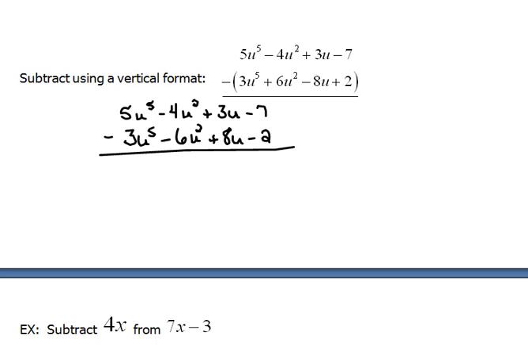And once we rewrite it that way, now we can just combine like terms. 5u to the 5th minus 3u to the 5th is 2u to the 5th. Then we'll have minus 10u squared plus 11u minus 9. Now we have our final answer.